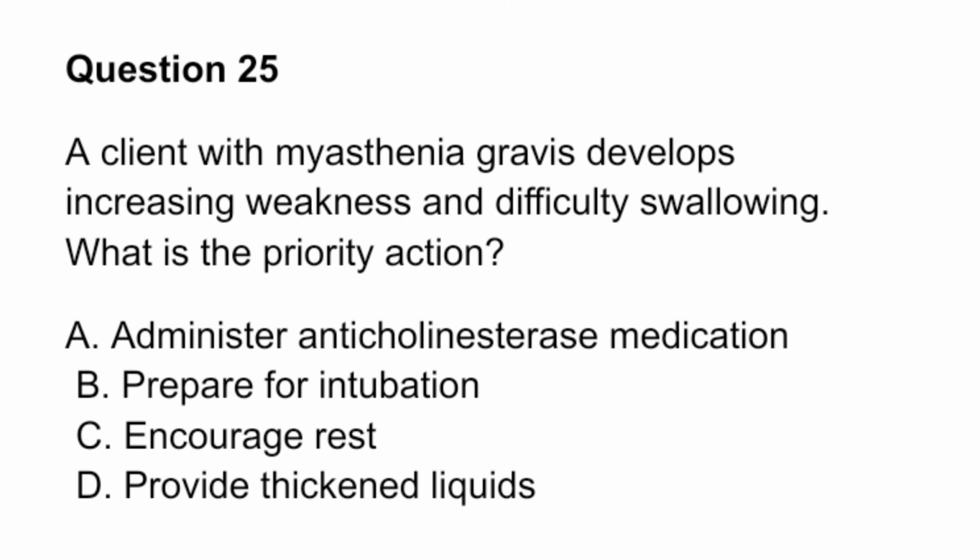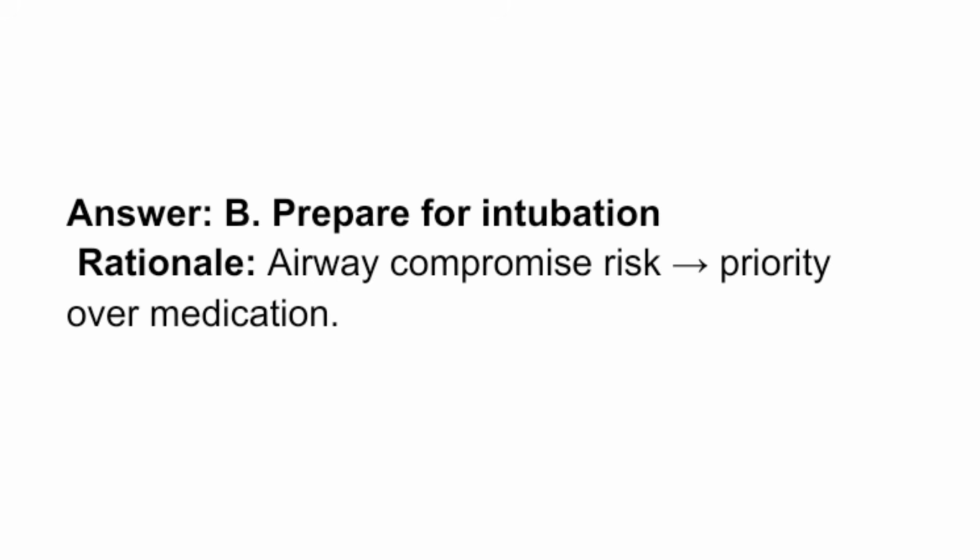Question 25. A client with myasthenia gravis develops increasing weakness and difficulty swallowing. What is the priority action? A. Administer anticholinesterase medication. B. Prepare for intubation. C. Encourage rest. D. Provide thickened liquids. Answer B. Prepare for intubation. Rationale: airway compromise risk leads to priority over medication.